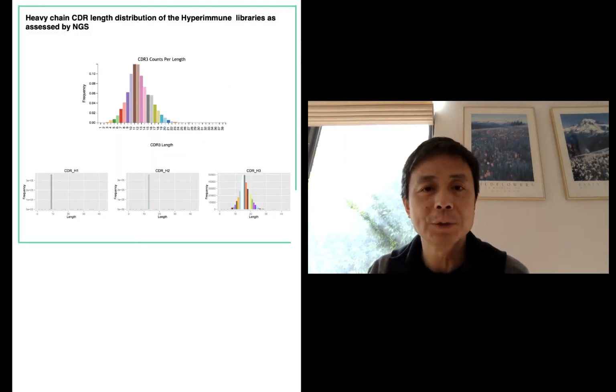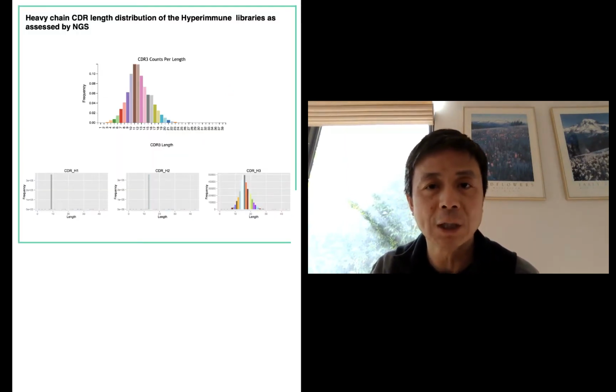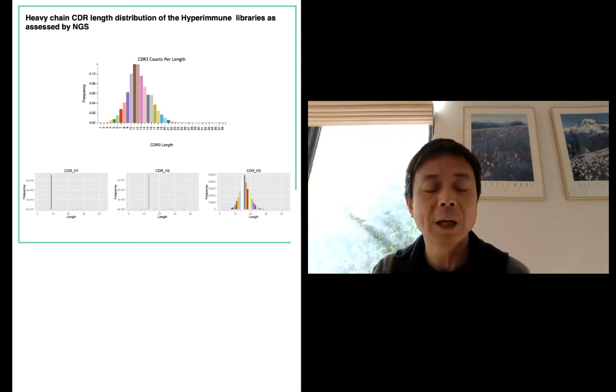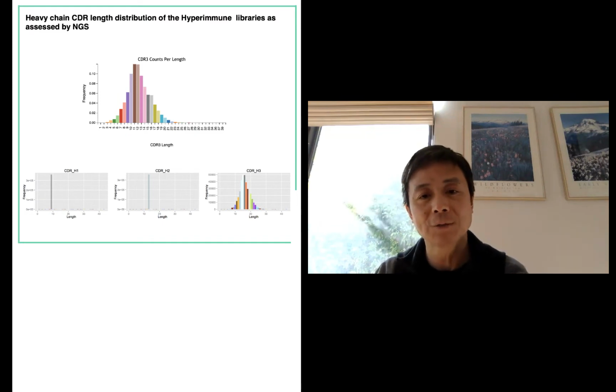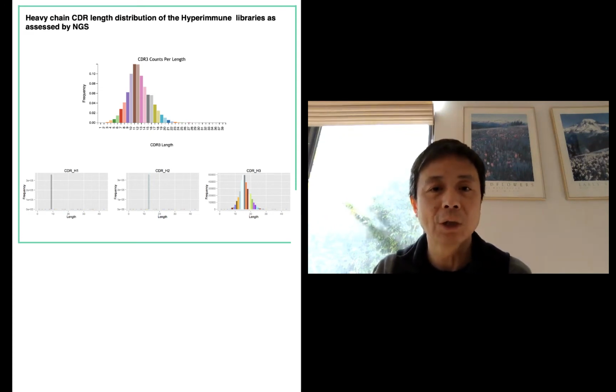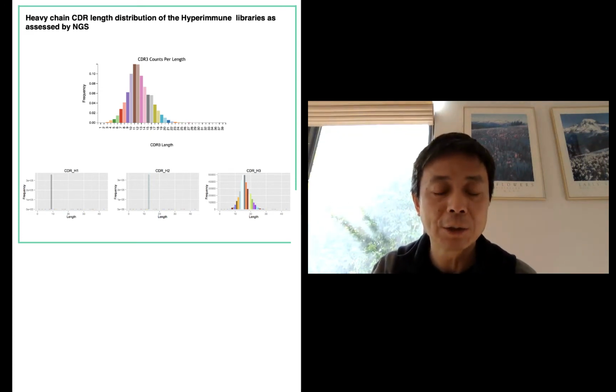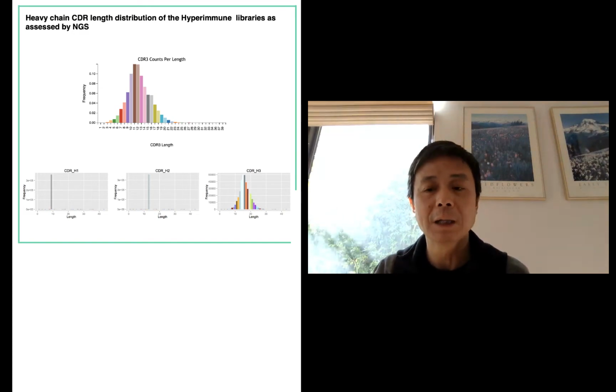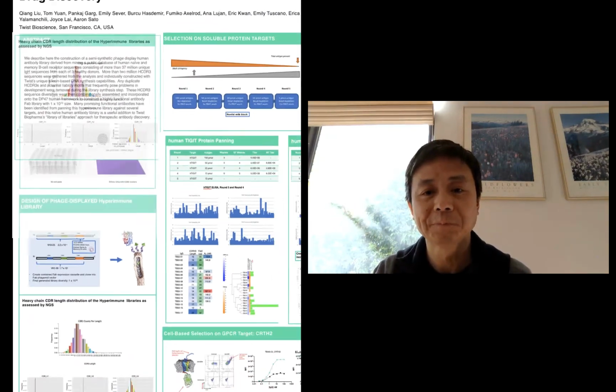This is the distribution of the heavy chain. As you can see, there is very limited heavy chain CDR1 and CDR2 length distribution, only one length for each, but a very broad distribution for CDR3. This fits a large human antibody library profile.